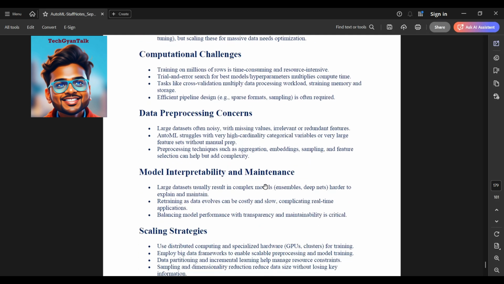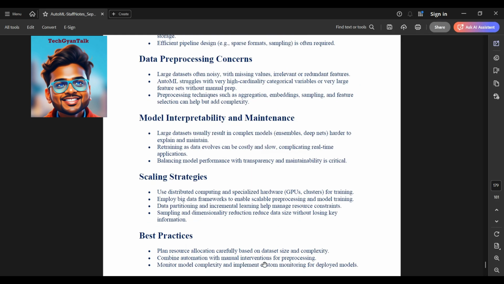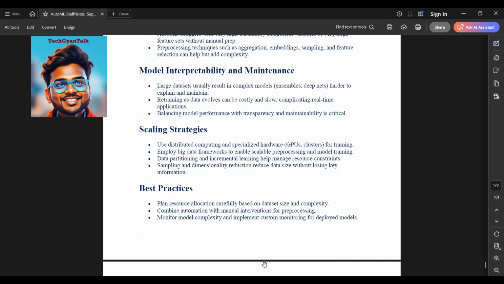And data pre-processing concerns: large datasets are often noisy, with missing values, irrelevant or redundant features, and AutoML struggles with very high cardinality categorical variables or very large feature sets without manual prep. Pre-processing techniques such as aggregation, embeddings, sampling, and feature selection can help, but add complexity to the data pre-processing process.